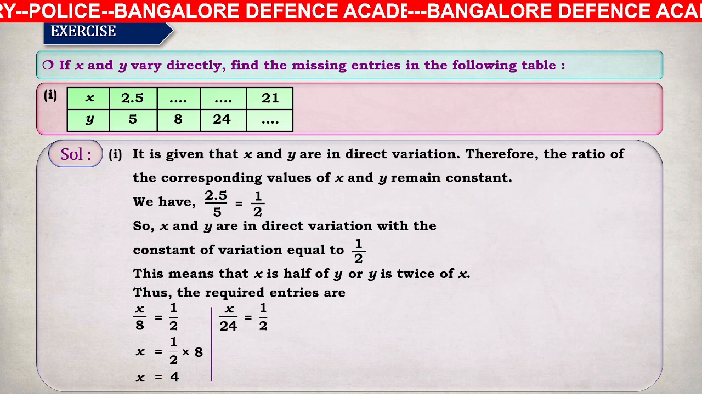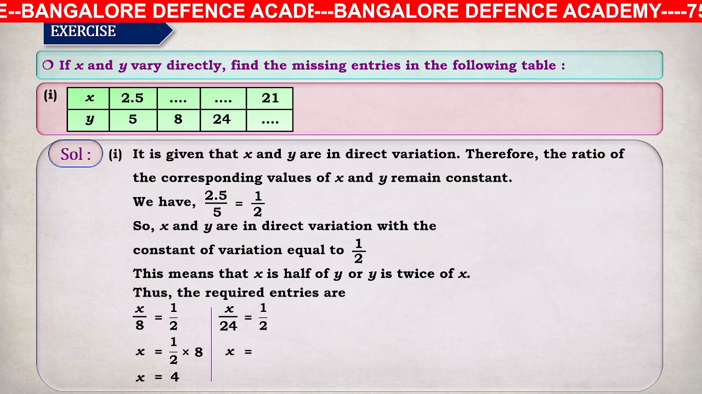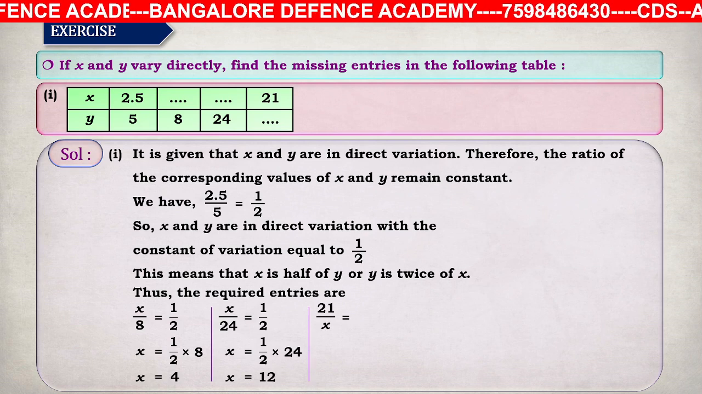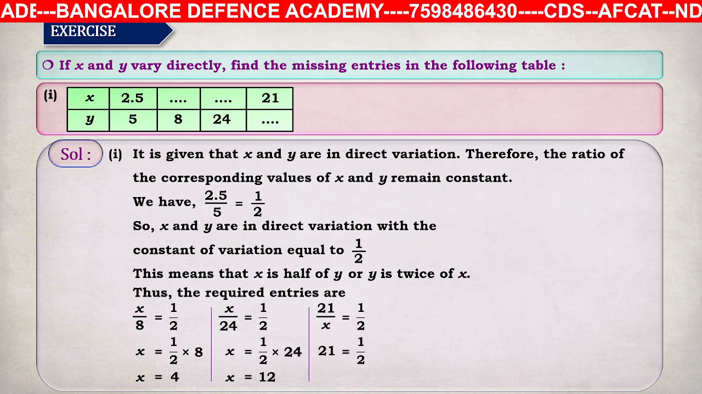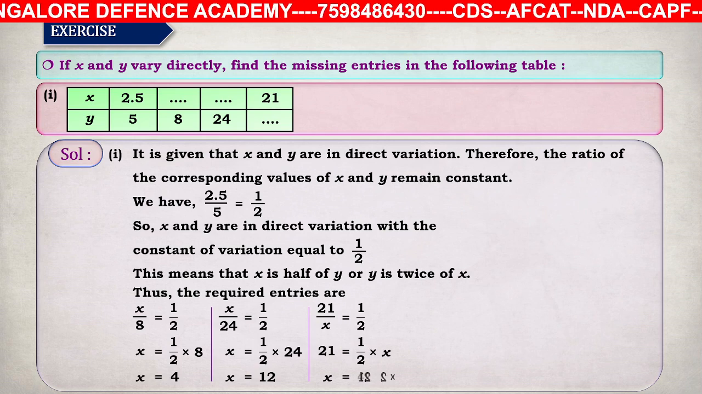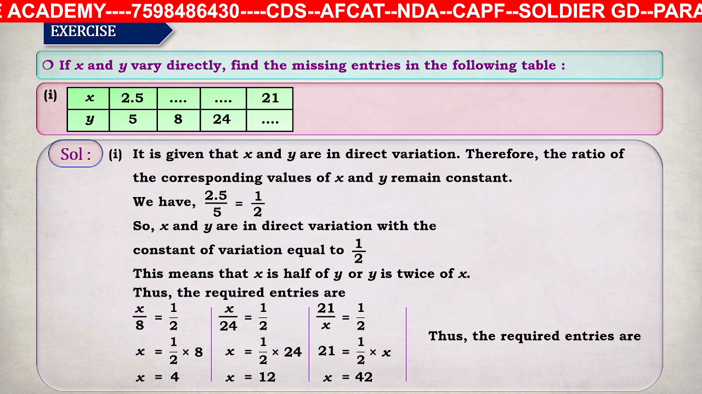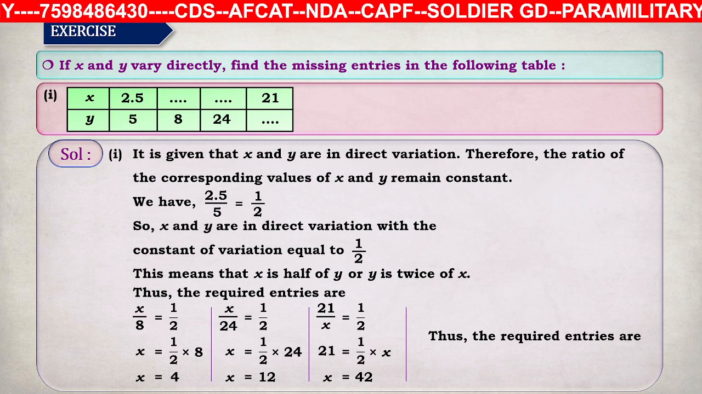Next, x by 24 is equal to 1 by 2. The answer is 12. And then 21 by x is equal to 1 by 2, the answer will be 42. This is how I am going to solve all the values. So the entries are completed.